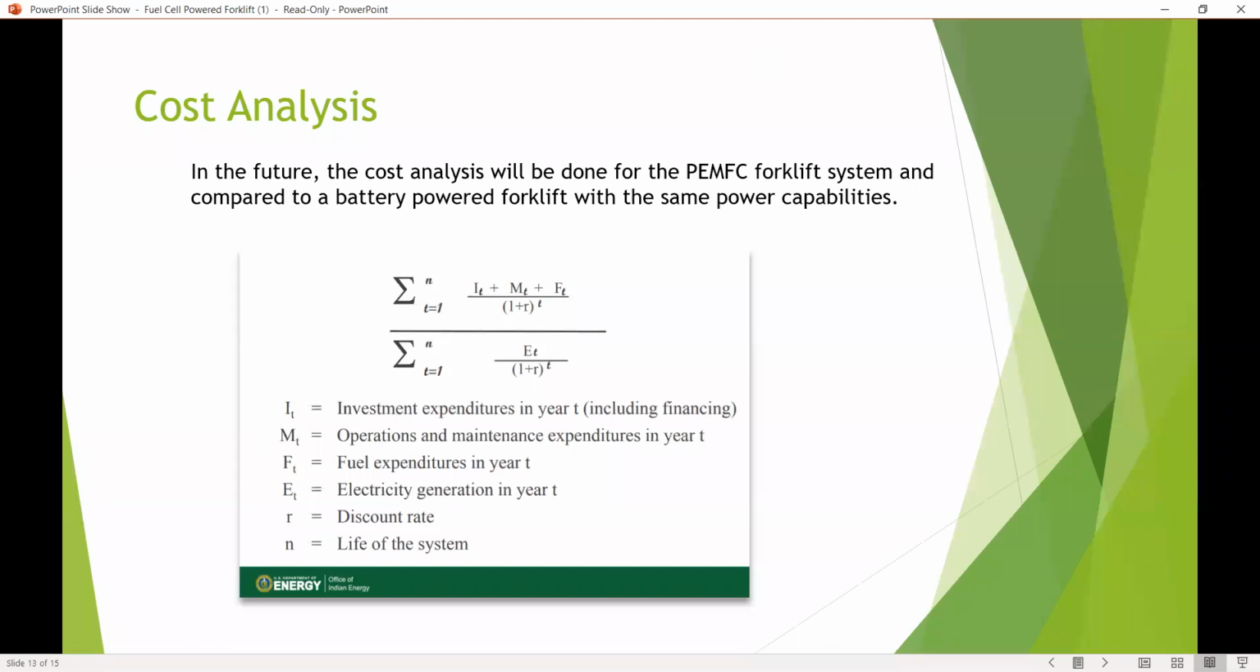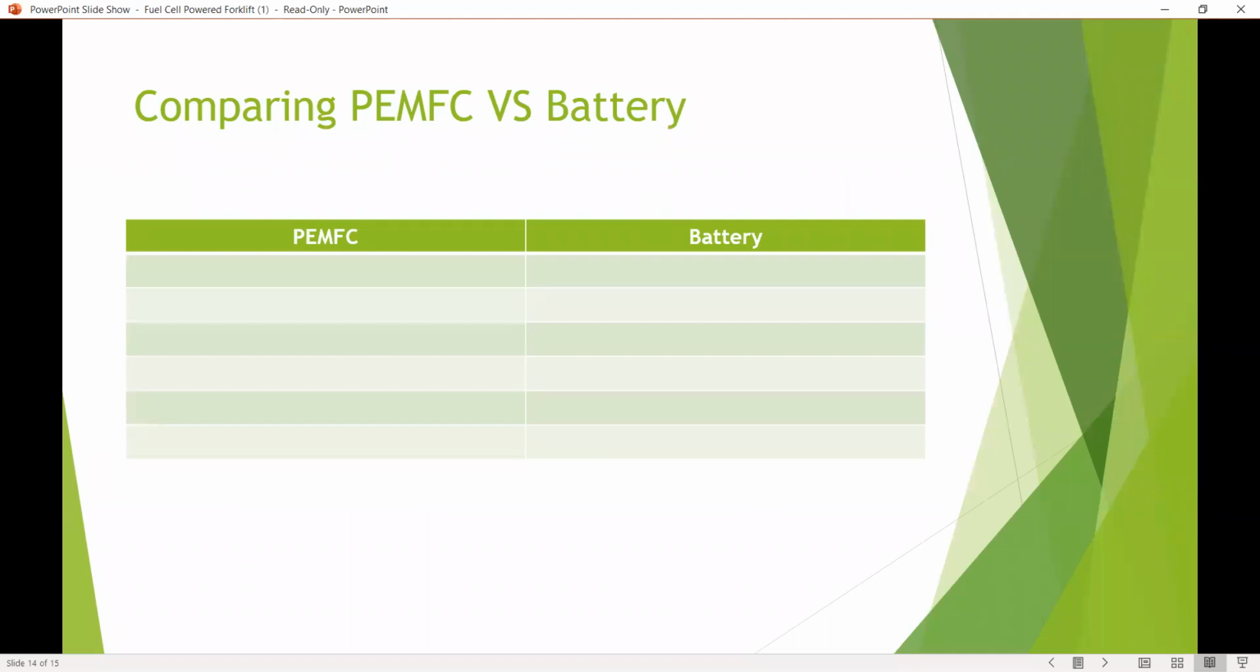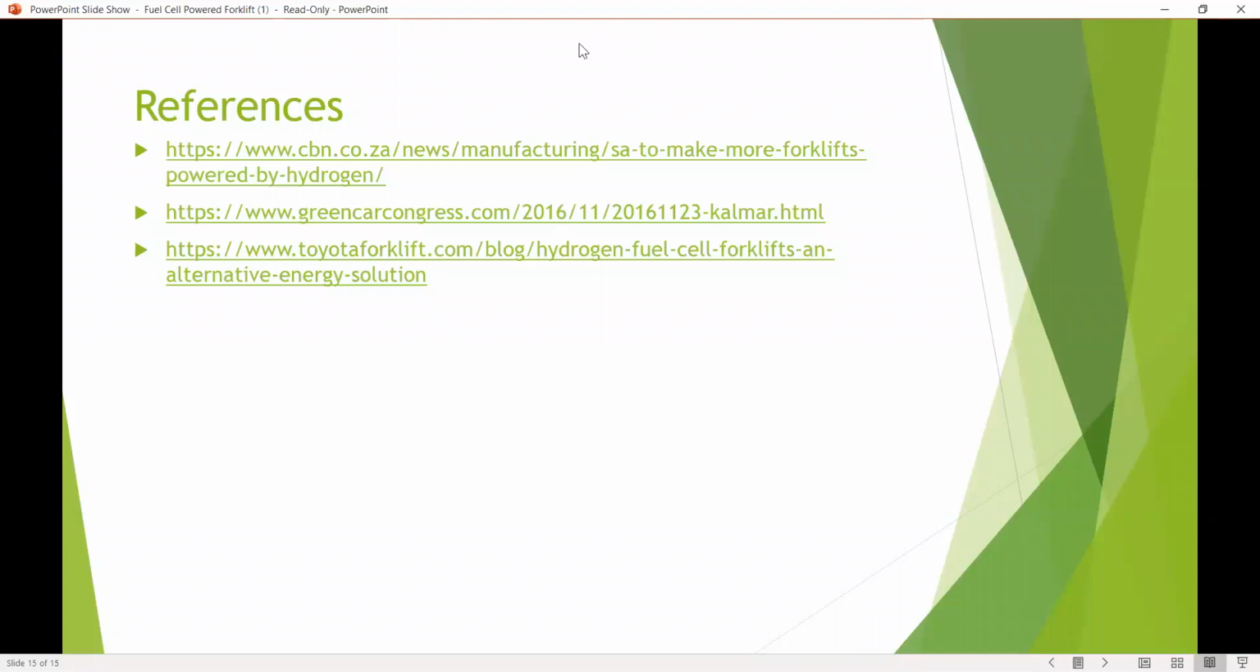To determine if our forklift will be usable in the forklift market, we will calculate the levelized cost of energy of our fuel cell forklift and a battery-powered forklift of similar capability. These calculations will be evaluated for the life of the forklift systems. Once we have our cost analysis, we will compare the key benefits of each of the forklift systems in the future. And here are our references.